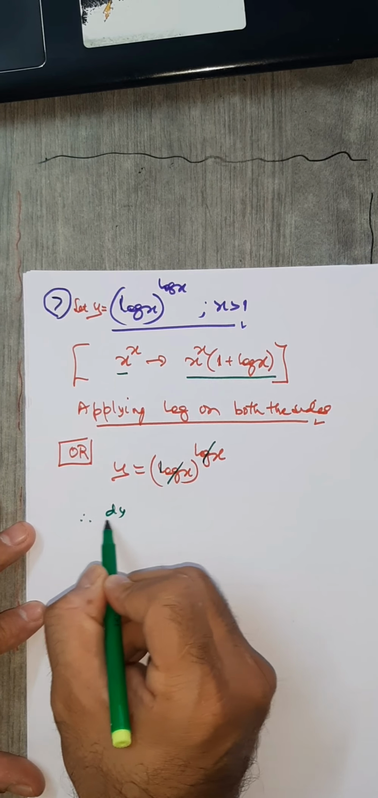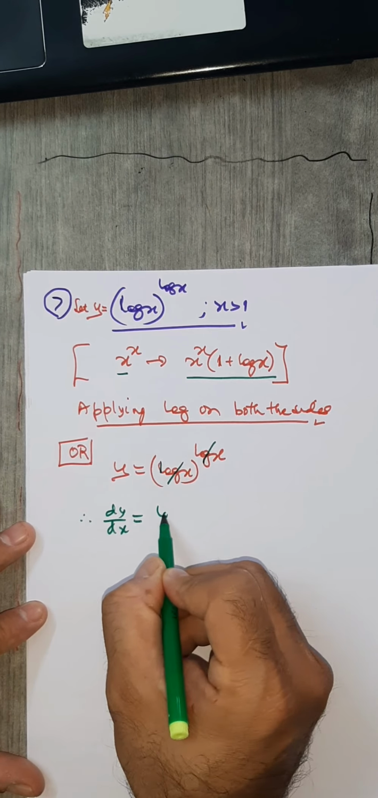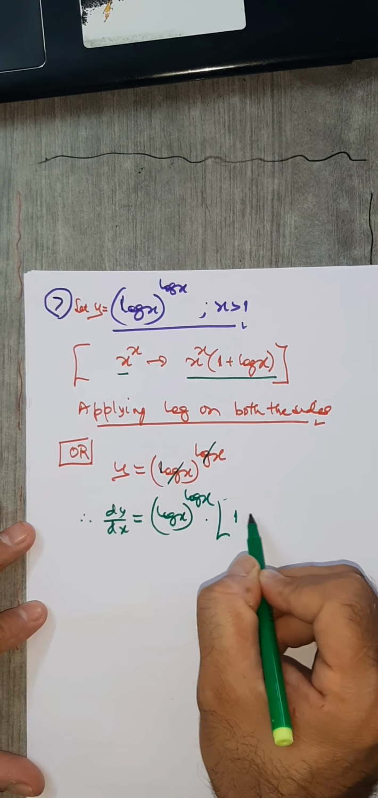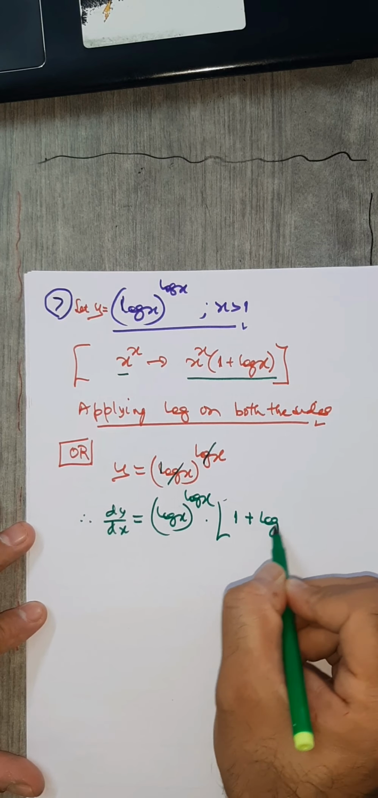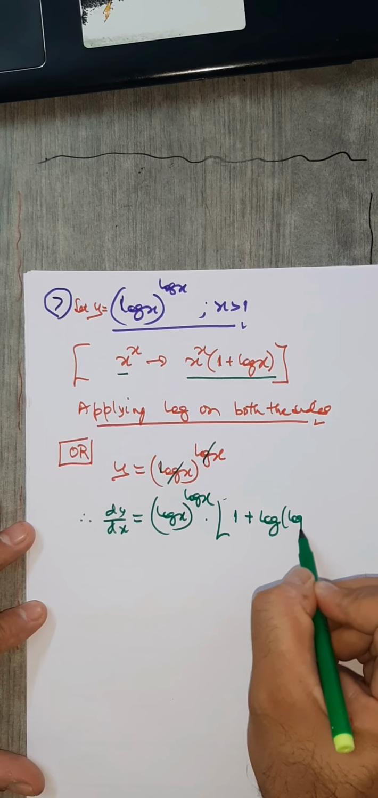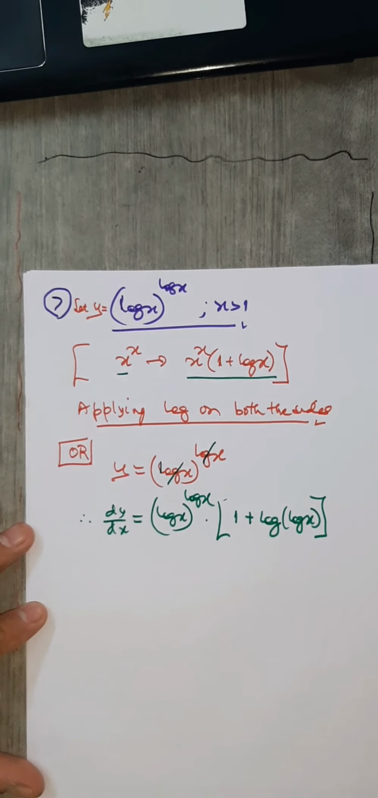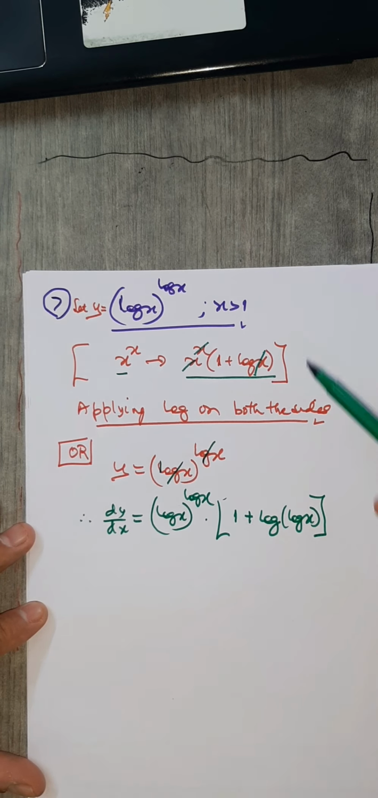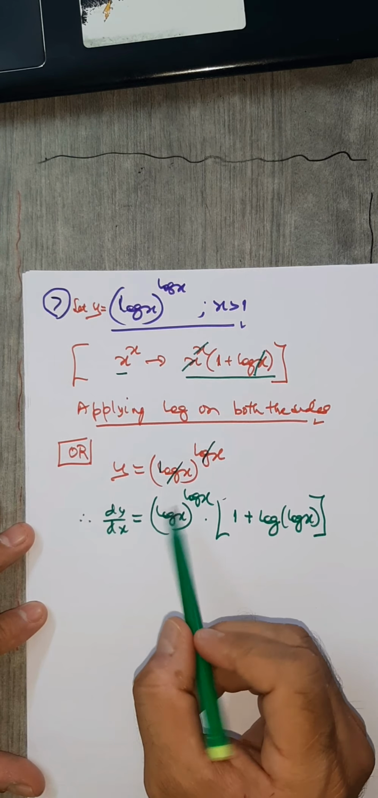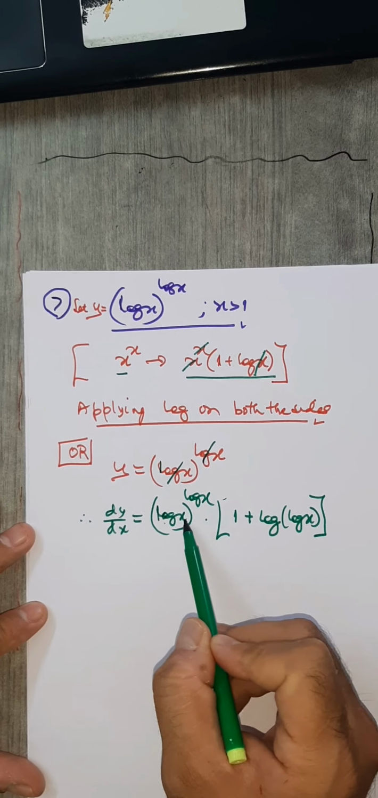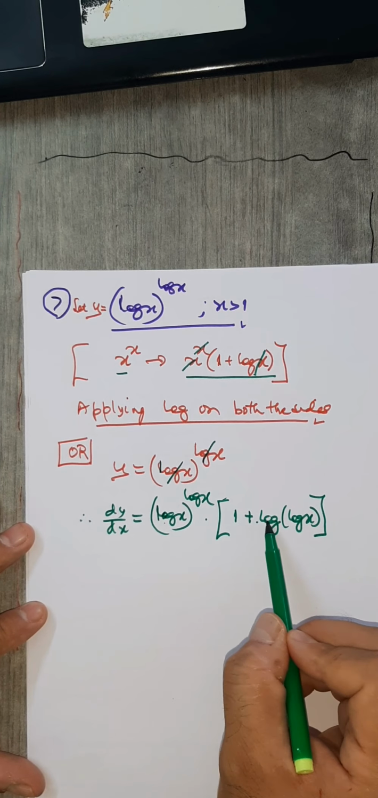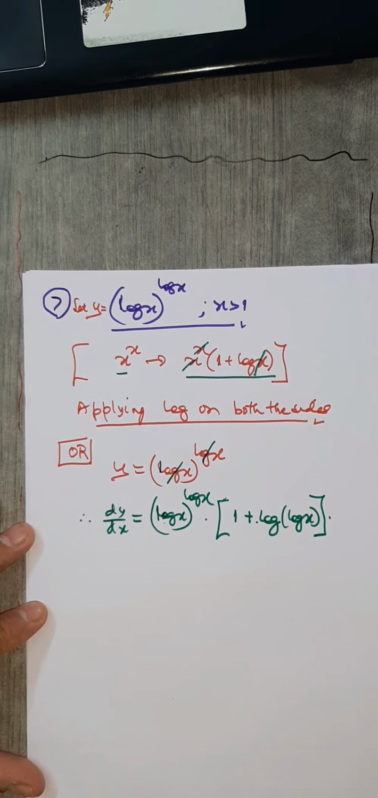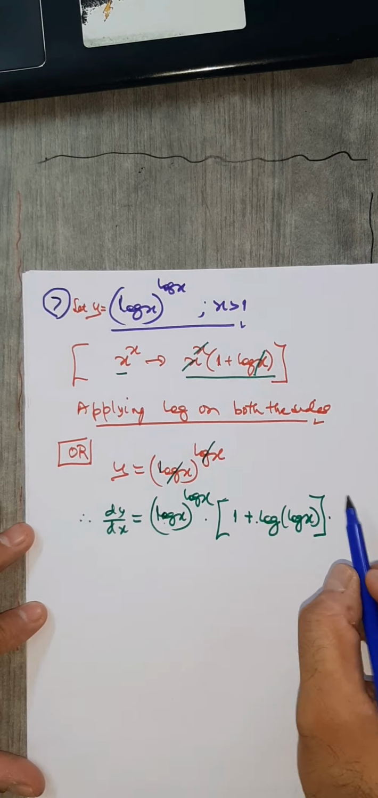So how do I rewrite here? x raised to x, so log x raised to log x into, inside the bracket, 1 plus log of x. But what is your x? x is also log x here. I've just copied this, but instead of x everywhere, you have log x here, remember. So log x raised to log x, inside the bracket 1 plus log of, instead of x I wrote log x. Now recall the chain rule. Which one had you considered as x? That is log x.